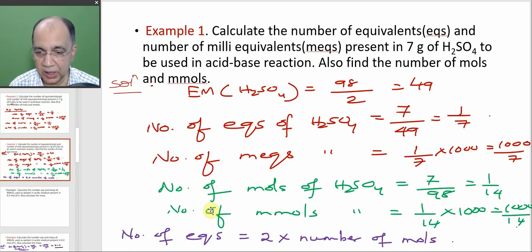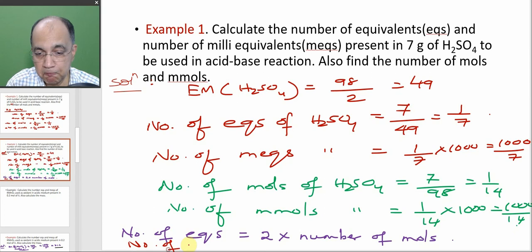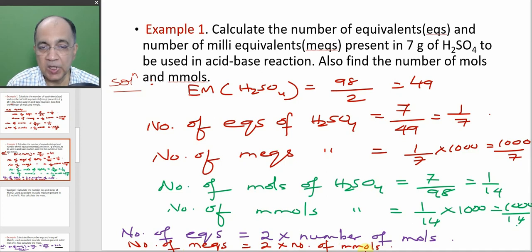Right? So we have done all this before. So number of equivalents in this case is 2 into number of moles. Similarly, number of milliequivalents is equal to 2 into number of millimoles. We can write that also. So once you get the number of moles or millimoles, immediately you can operate on that to find the number of milliequivalents or equivalents, or vice versa.